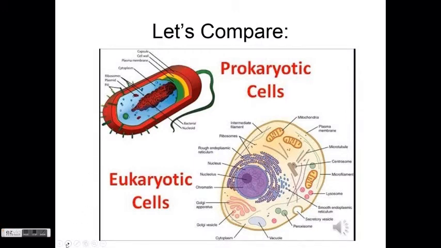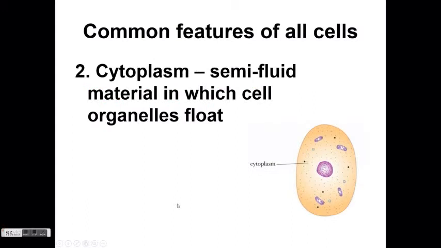Another common feature of all cells is that they have cytoplasm, which basically is just the stuff within the cell that everything floats around in. So it's kind of like just a gel that holds everything in place. It's kind of what fills the cell, and all cells have that.